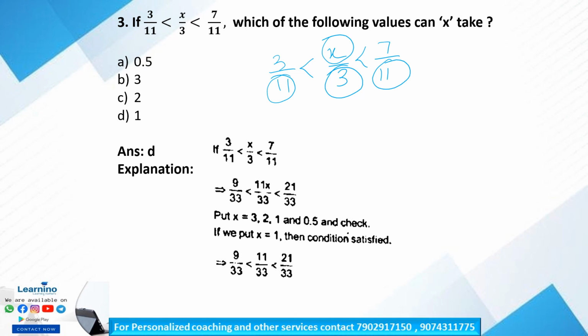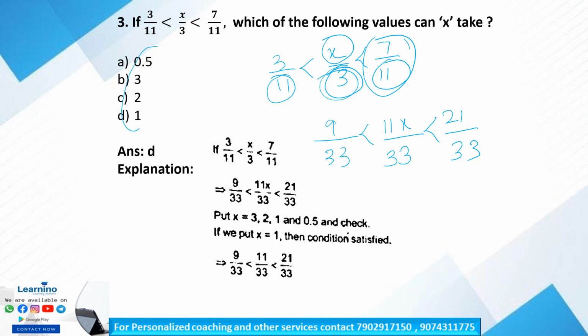To make the denominator 33, we have to multiply the numerator by 3 and also the denominator by 3. So 3 into 3 is 9, 11 into 3 is 33. In order to make this denominator 33, we have to multiply the numerator and denominator by 11, so 11x by 33, less than. In order to make this term's denominator 33, we have to multiply 3 on denominator and numerator both. So 7 into 3 is 21 divided by 33. Okay, clear?